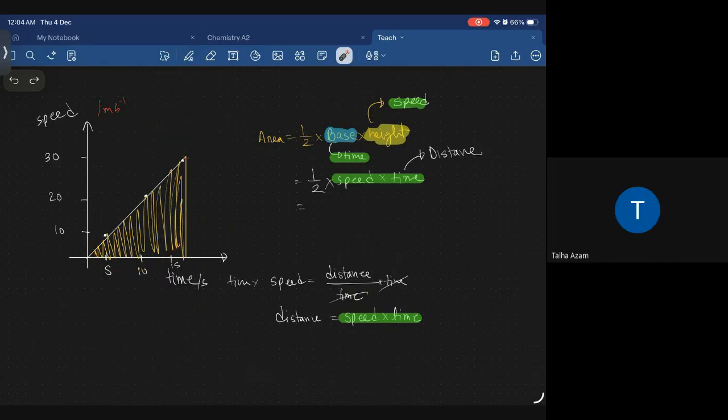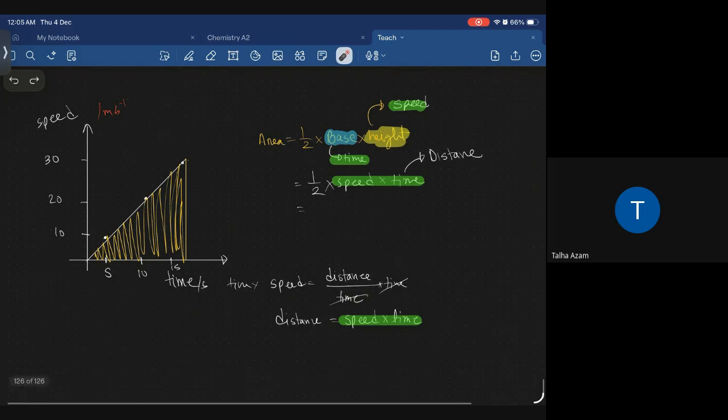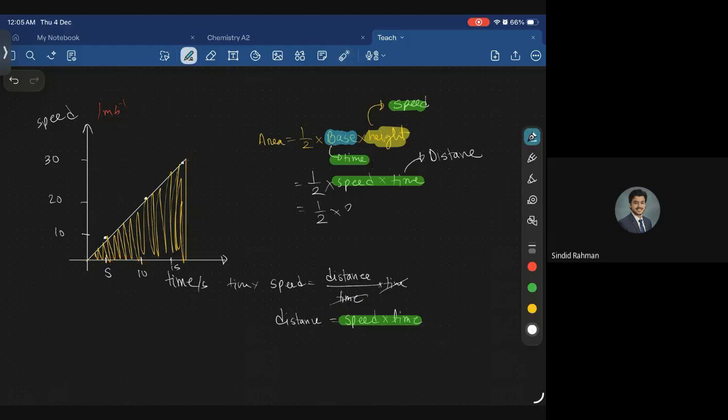The height is 30 and the base is 15, so it is half into 30 into 15, which is 15 times 15, and that gives me 225. 225, right? So what can we conclude from this expression?